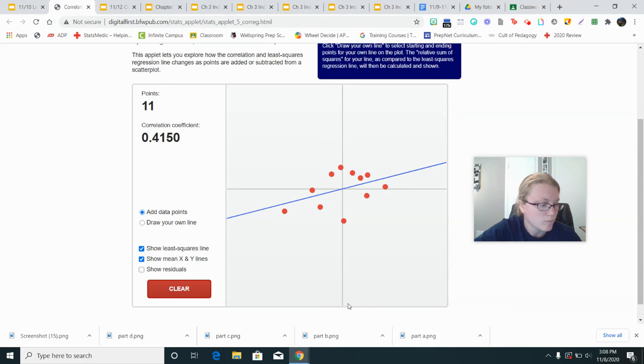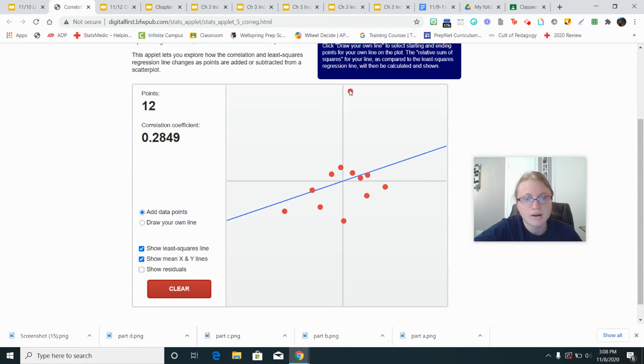For part D, if a point's added above, so we're just going to add up here. What happens? Well, pretty much the same thing. It's just our line is shifting up. So generally our slope stays the same, and our y-intercept goes up because our line's going up, and then our correlation goes down because this again is really far away and doesn't fit the pattern.